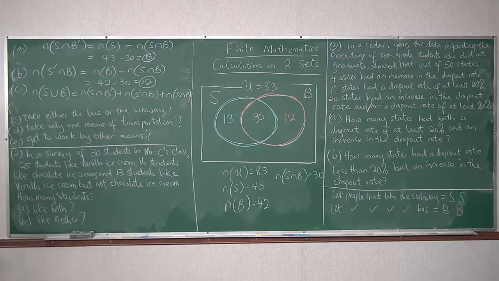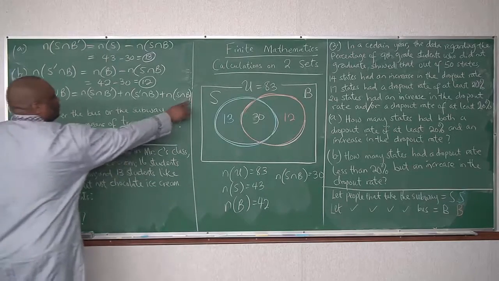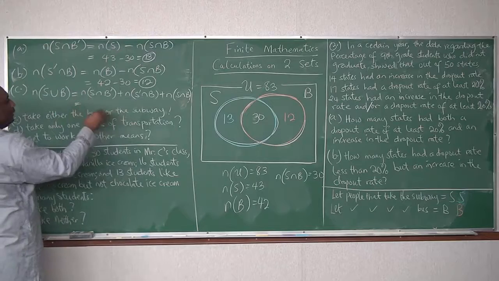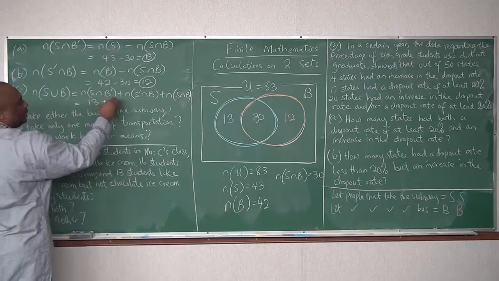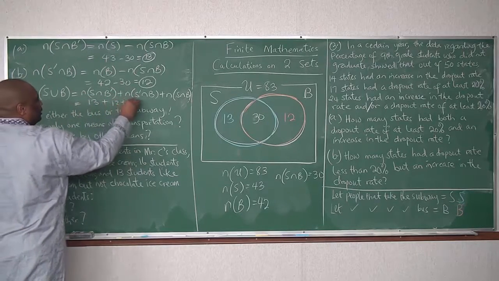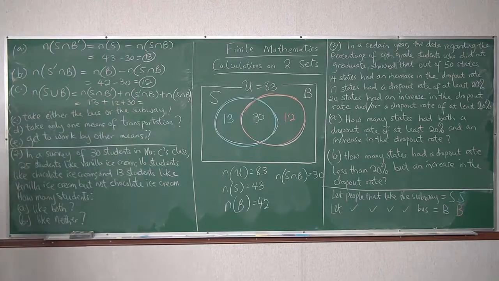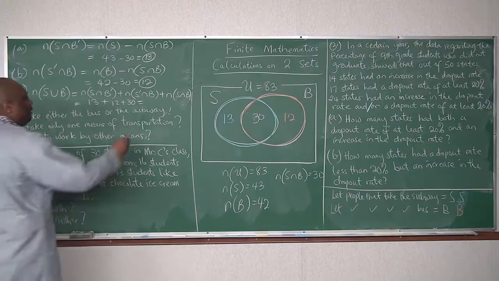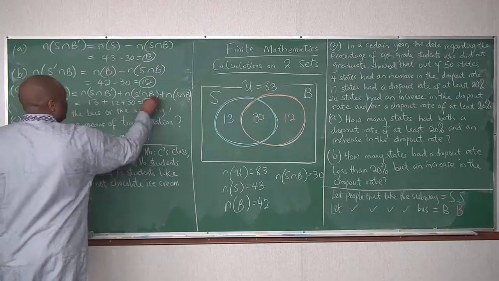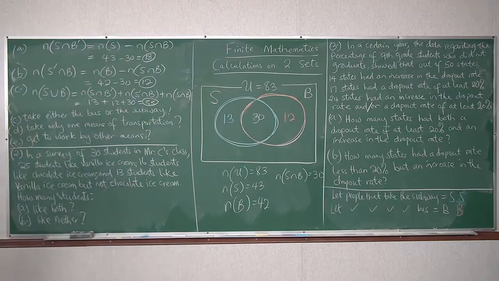That's the way it could be. And this will give us what? This is 13 plus 12 plus 30. And that is 13 plus 12 will give us 25, plus 30 will give us 55. 55 take either the bus or the subway.